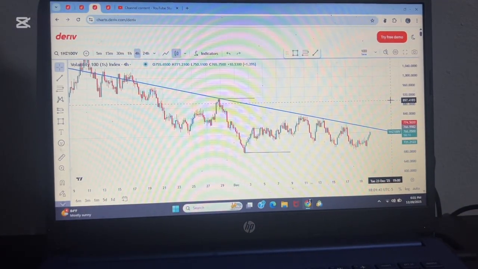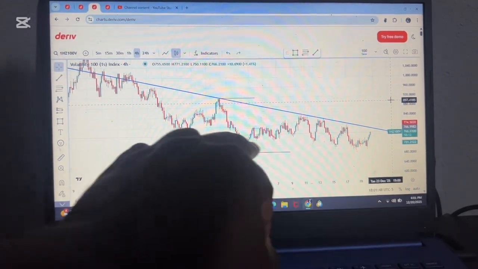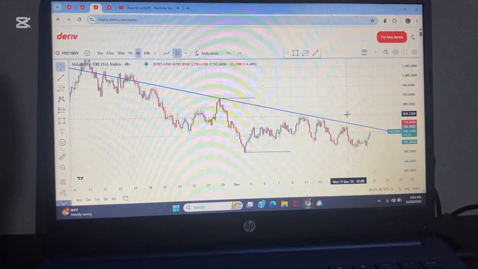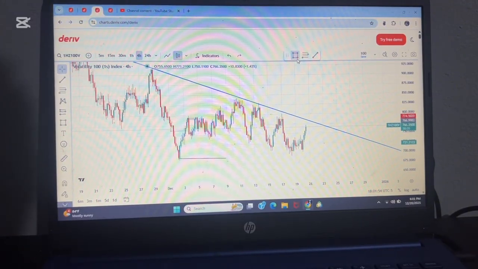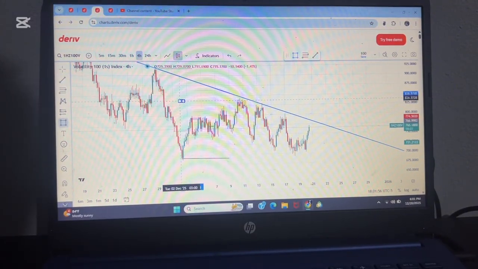Alright, so now we are looking at the internal market structure. This zone right there, all of this zone right there.